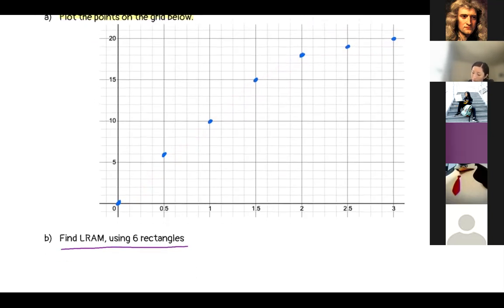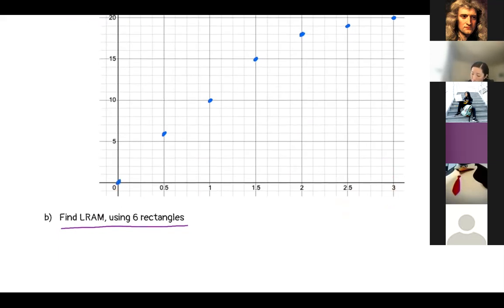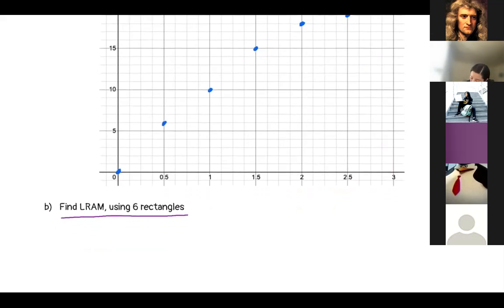All right, so let's take this region between 0 and 3. If you were to cut that up into 6 equal bases for your rectangles, what would the length of each base be? 0.5. That is spot on. Okay, so we know that the base of each rectangle is 0.5.